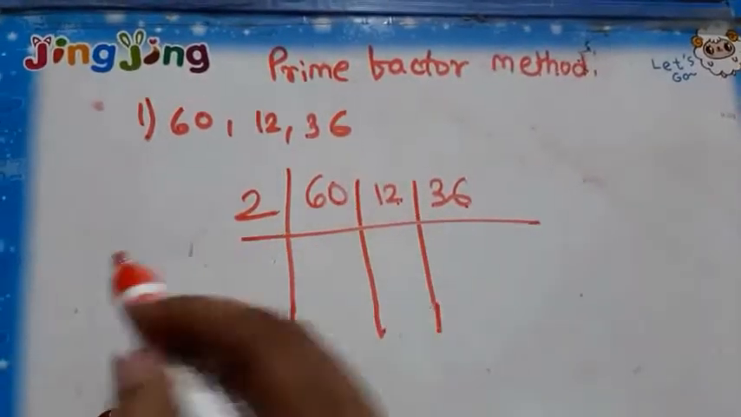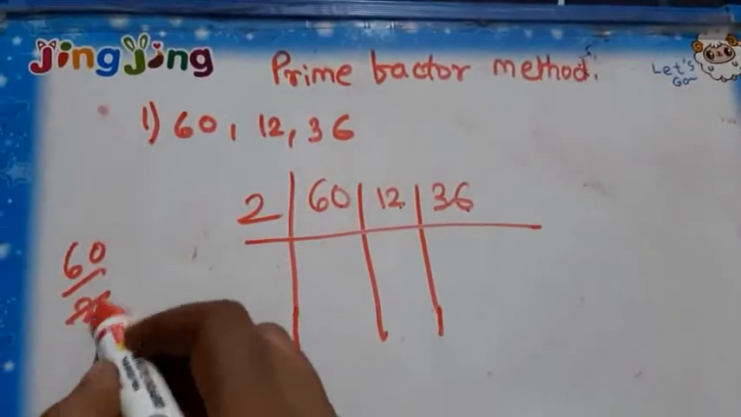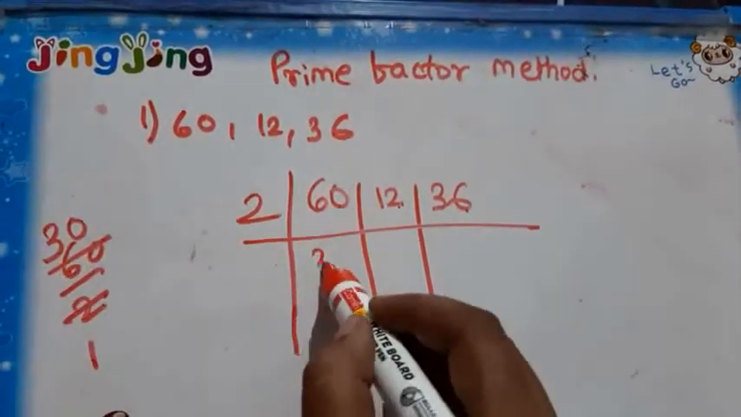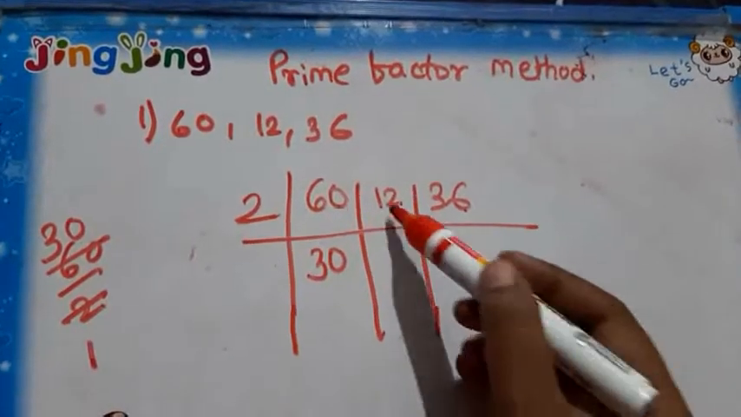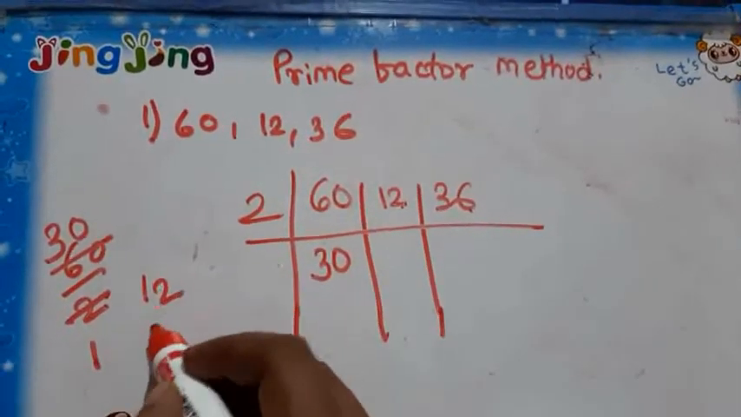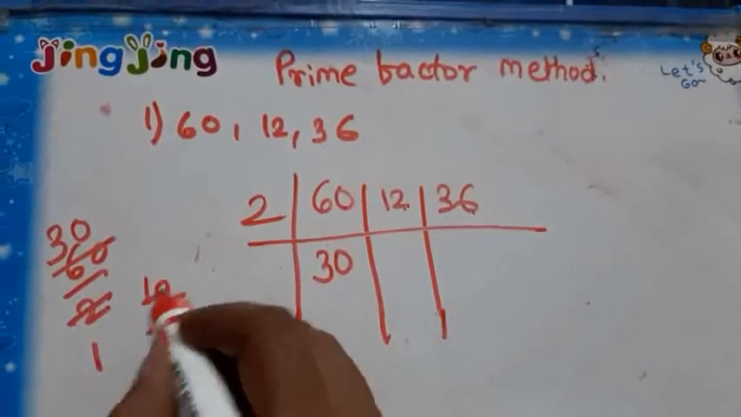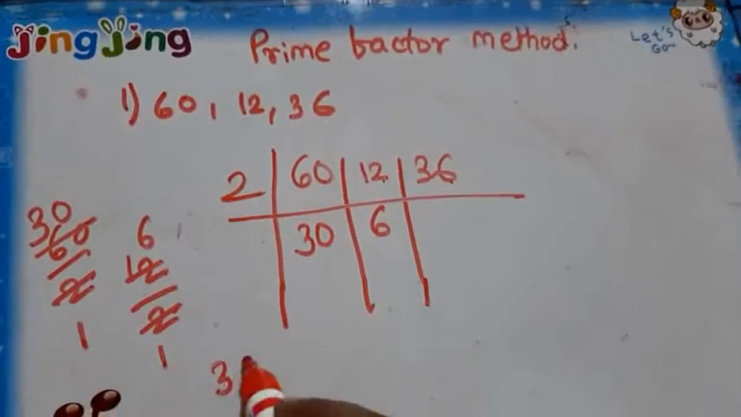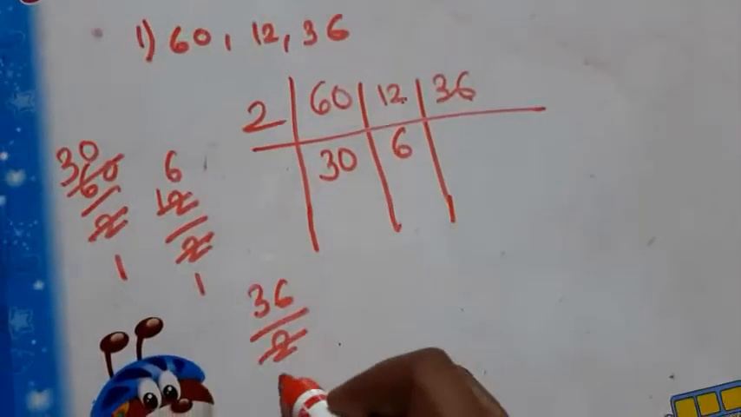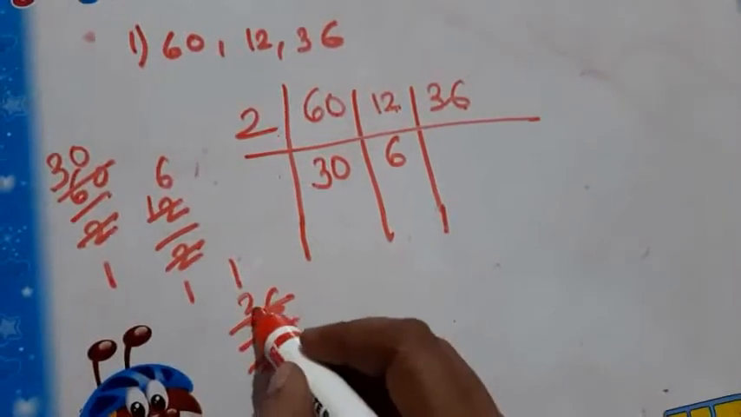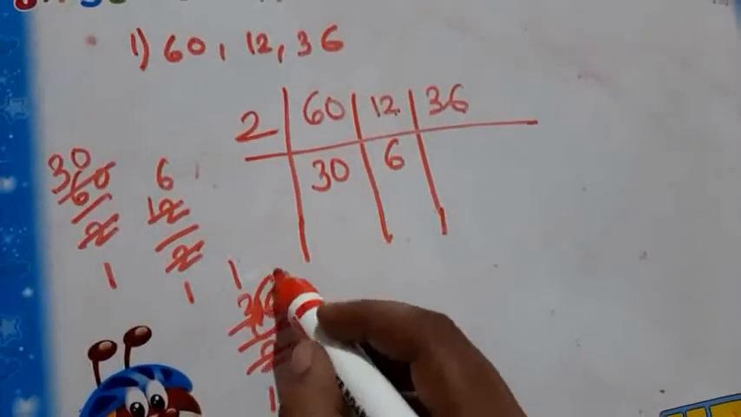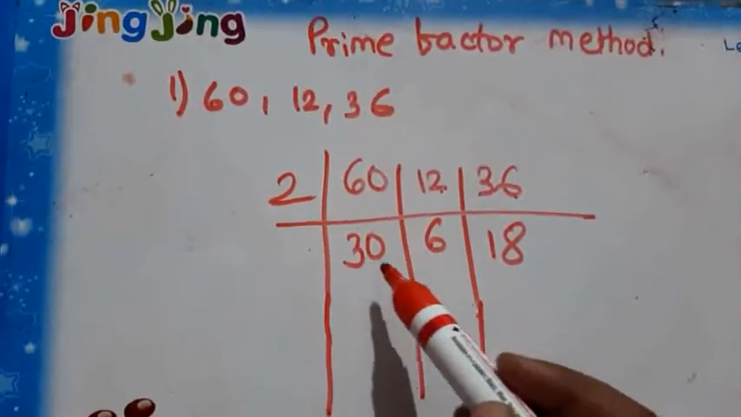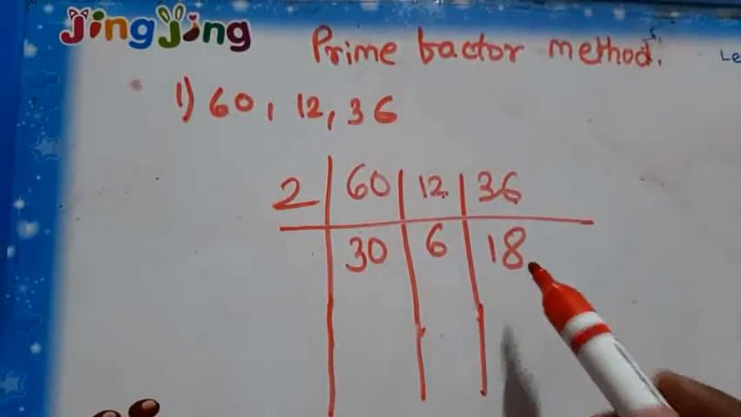Below 60 what should be written? 60 divided by 2: 2 ones are 2, 2 threes are 6, 0. So here we will write 30. Below 12, 12 divided by 2: 2 ones are 2, 2 sixes are 12. So here we will write 6. 36 divided by 2: 2 ones are 2, 2 eights are 16, so here will be 18. Now the numbers are 30, 6 and 18.